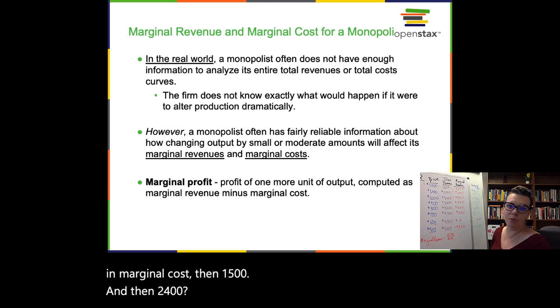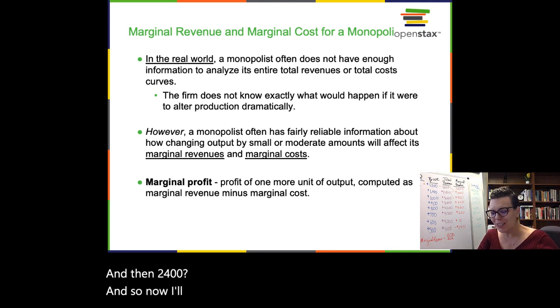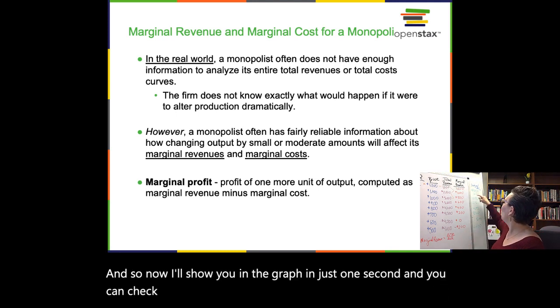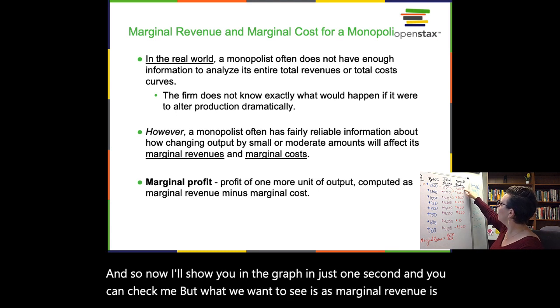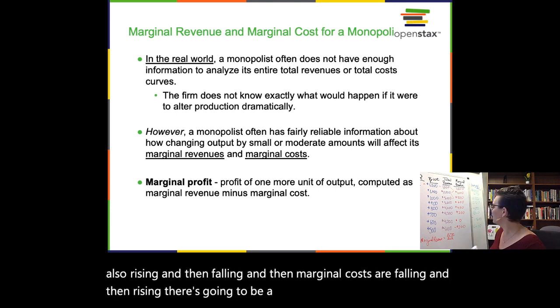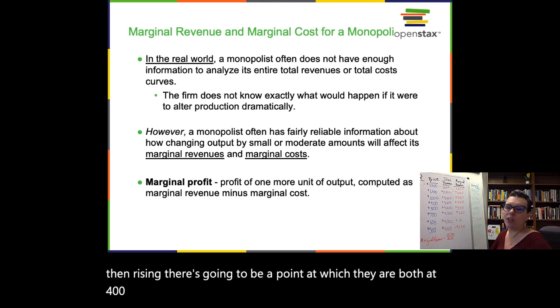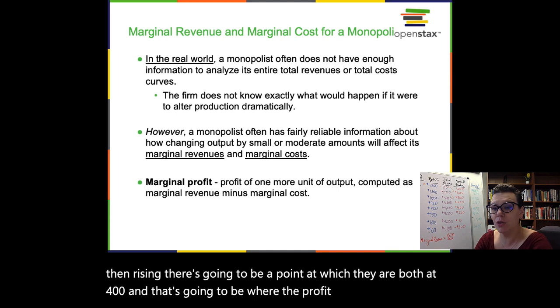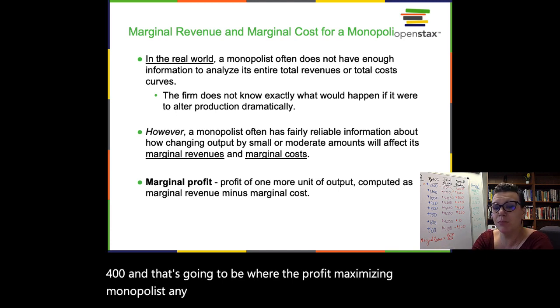And so now I'll show you in the graph in just 1 second, and you can check me. But what we want to see is, as marginal revenue is also rising and then falling, and then marginal costs are falling and then rising, there's going to be a point at which they are both at 400, and that's going to be where the profit maximizing monopolist, any profit maximizing firm, wants to produce.